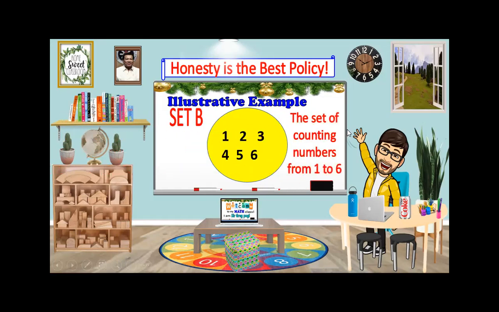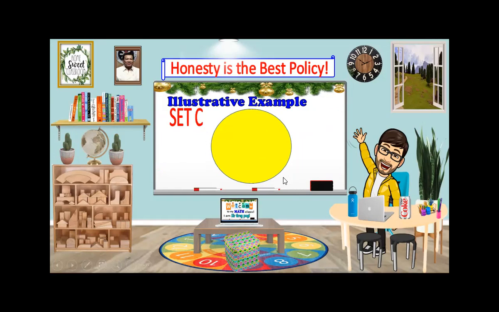So, we'll have to define the set of counting numbers from 1 to 6. Yes, counting numbers from 1 to 6. Then set C, if you can observe, is empty. It is called a null set. When it is a null set or empty set, there is no element inside the set.